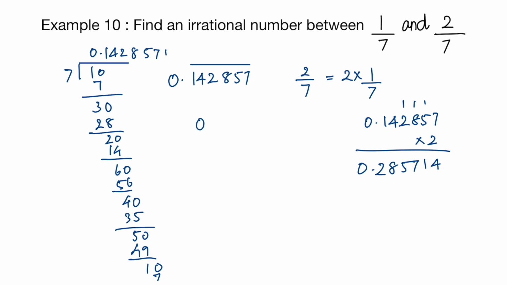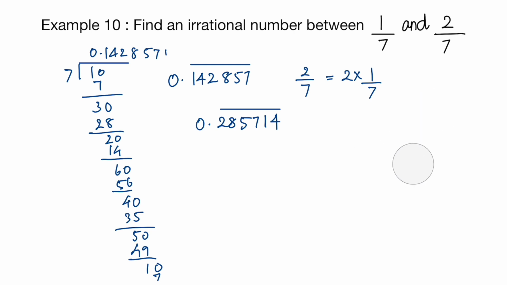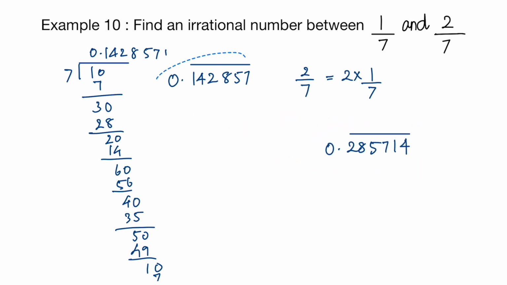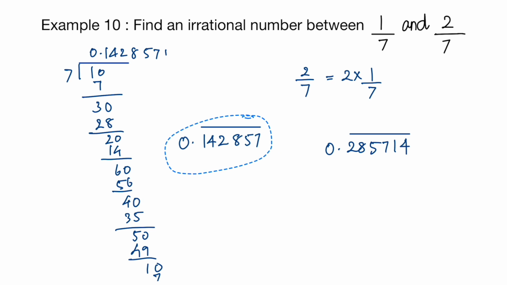Okay, so we get a number 0.285714 and that would obviously come under bar, right? Now this is the value of 2 by 7. Let me just clean this up, and I'll also move this, and this as well. So this is 1 by 7. On the left you have 1 by 7, on the right you have 2 by 7.